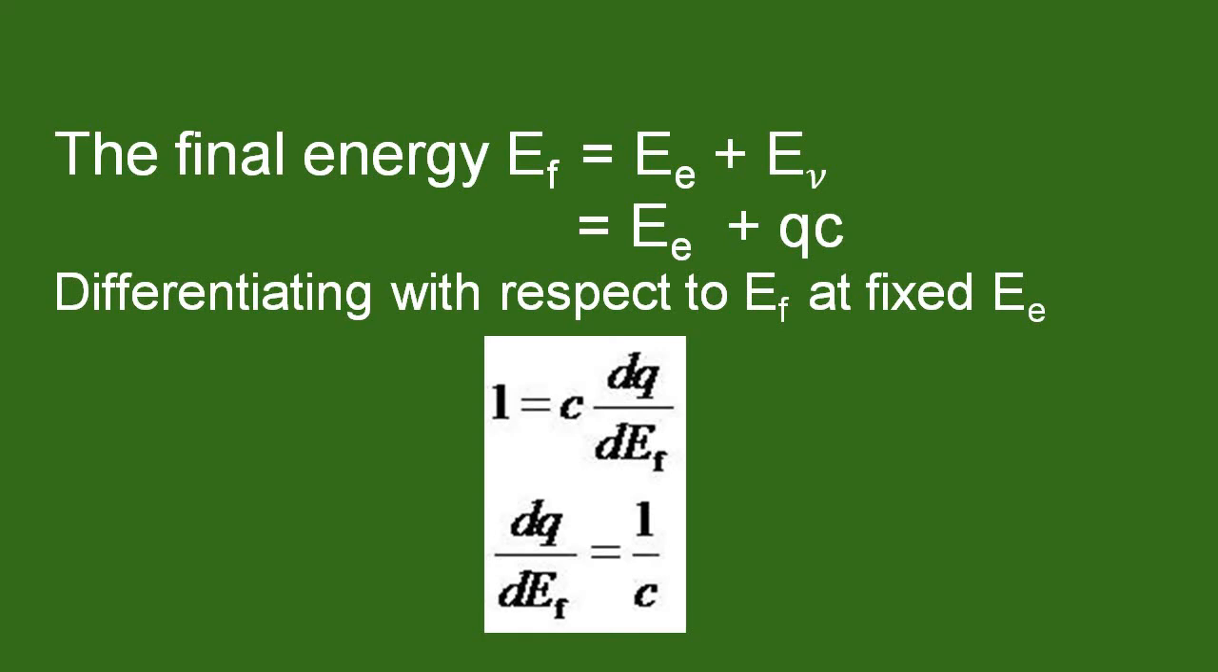Now, for rewriting this expression, the final energy EF can be written as EE plus E nu. That is, final energy is the sum of energy of electron plus energy of neutrino. And we are writing energy of neutrino as Q into C, where Q is momentum and C is the velocity of light. Normally, you can write the energy as momentum into velocity.